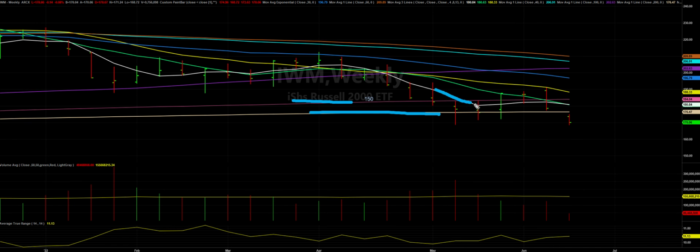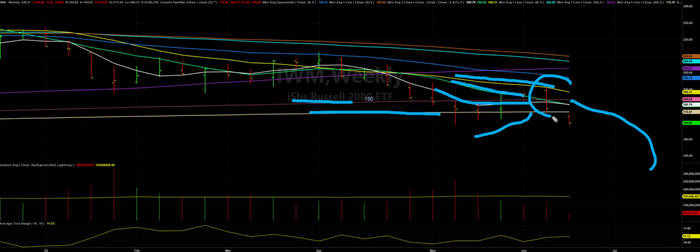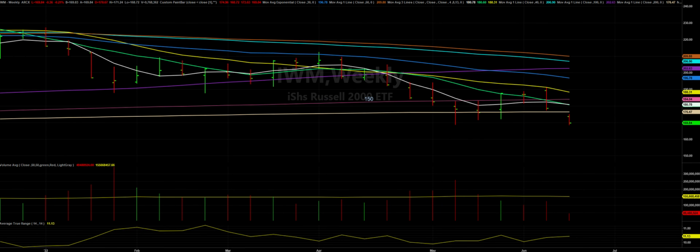We're below a downward trending 4-week moving average, and we're below an 8-week moving average, which is the green line, and we're below the 13-week moving average, which is the yellow line, and all of them are pointing down. We've got to get back above this 200-week moving average and this 150-week moving average and all these downward trending long-term moving averages. The IWM has a lot of work to do.